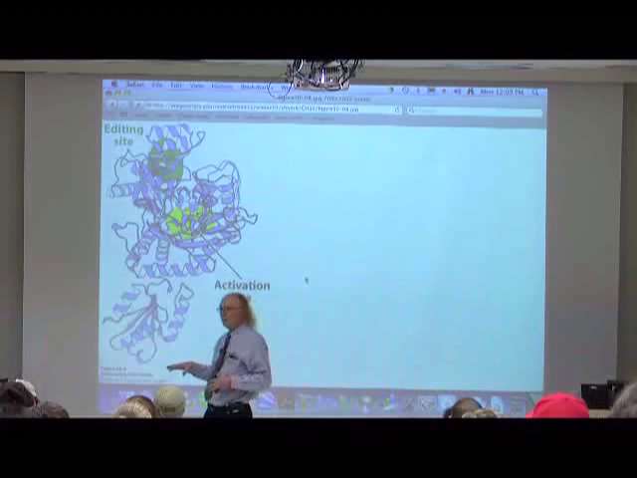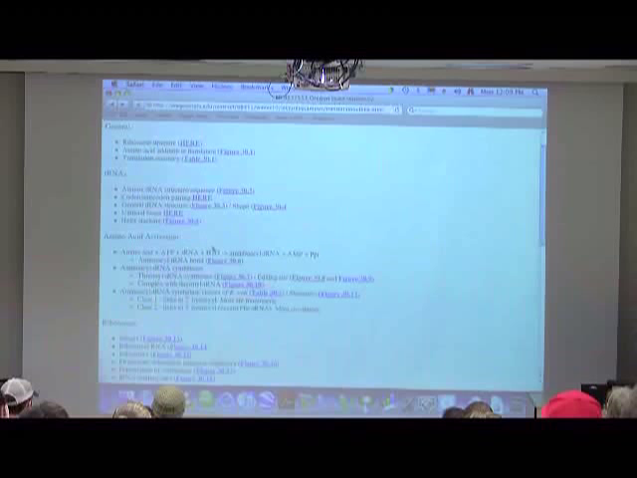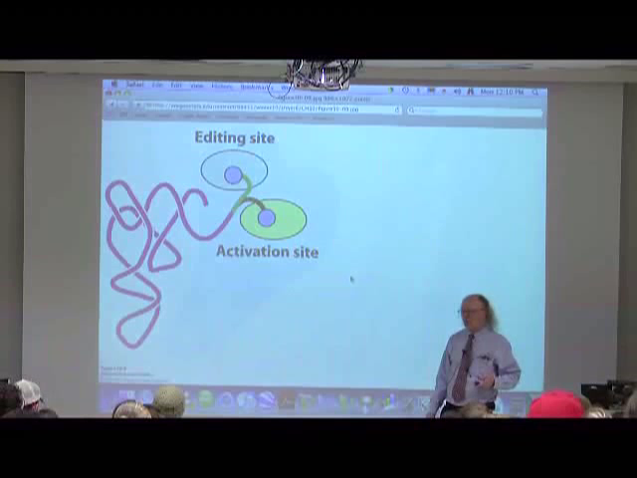And when we look at the aminoacyl tRNA synthetase, this figure doesn't show us very well. The next one I'll show you shows it schematically. We see something that looks like this. We see something called an activation site. And the activation site is the place where the amino acid is put on.